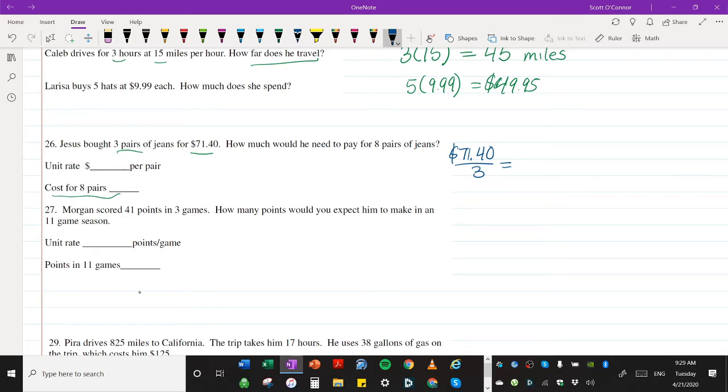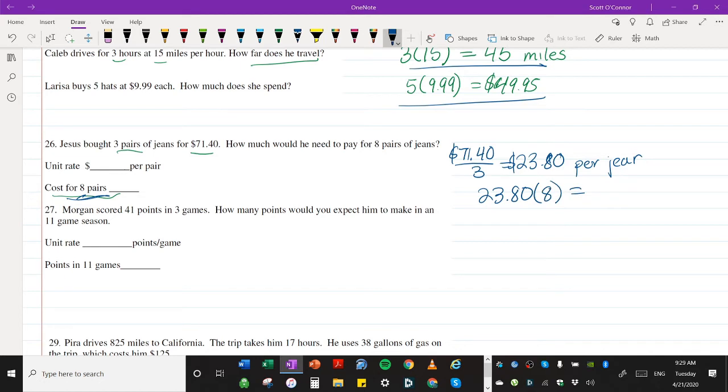And we get $23.80. And that is the cost per jean. Now, if there's 8 pairs, that's where this comes into effect, and we multiply $23.80 times 8, and we get $190.40. Okay, so you can see how we did that. Let's do this next one here.